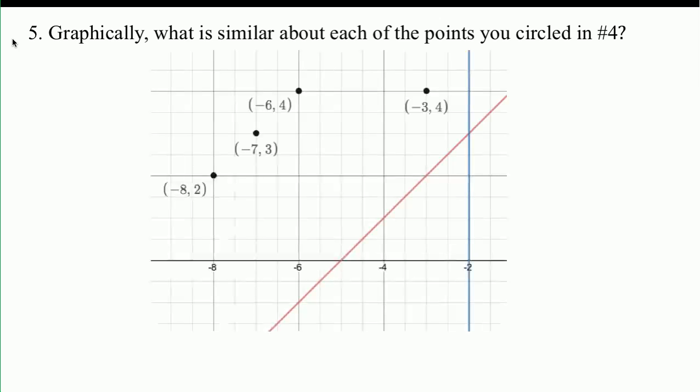Number 5 says, graphically, what is similar about each of the points you circled in number 4? Let's look at these points on the graph to see if we can find any similarities. In class, some students said all of the points are in quadrant 2, which is a good observation. They also said that the points are above the line y equals x plus 5, which is what we are going to be focusing on for the rest of the lesson.